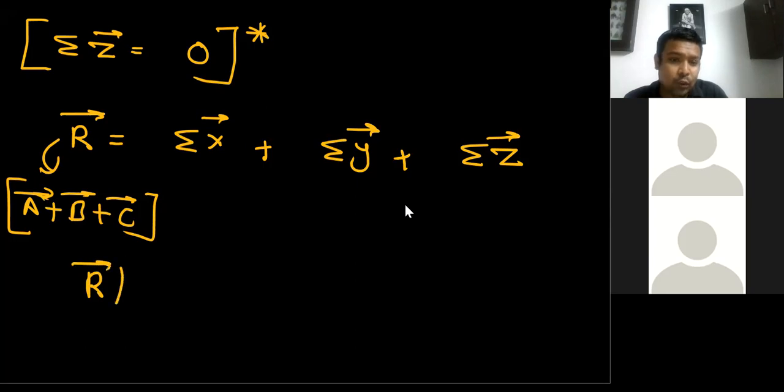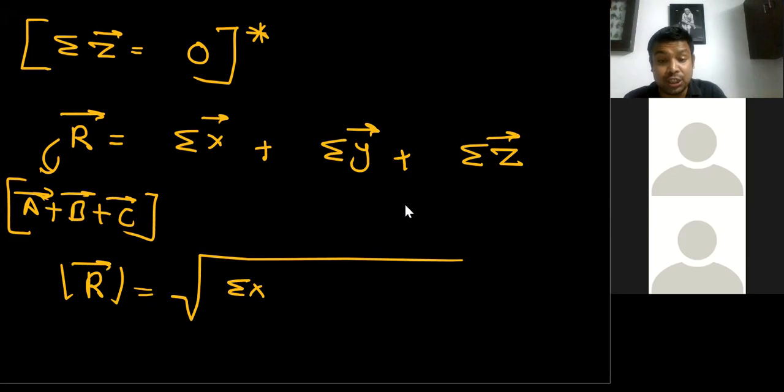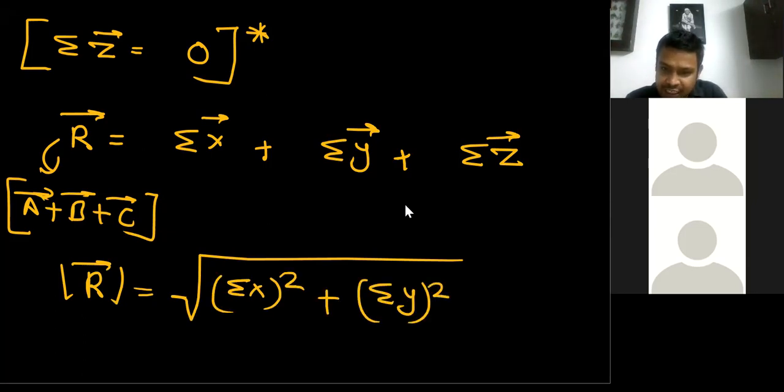If you want to determine the magnitude of such a type of vector, it is the square root of the summation of x squared plus the summation of y squared plus the summation of z squared.